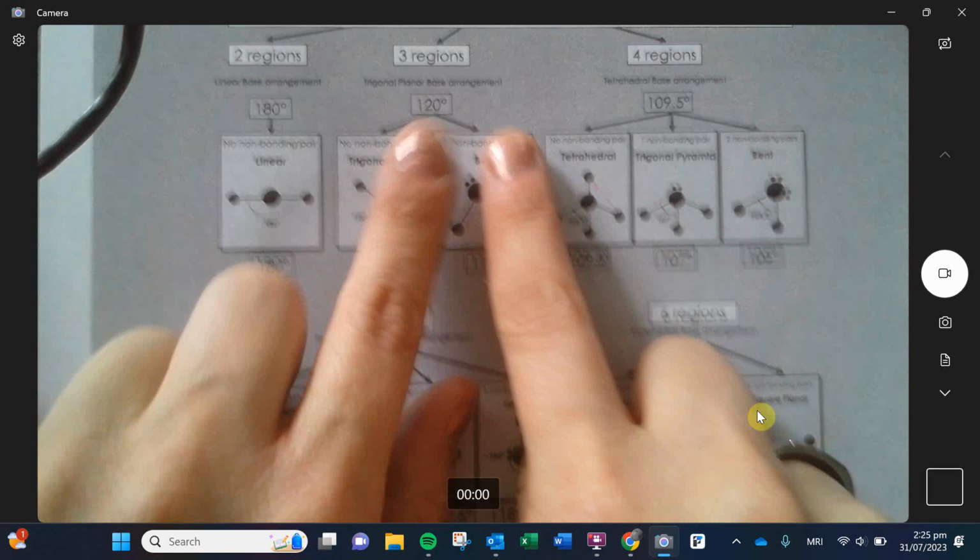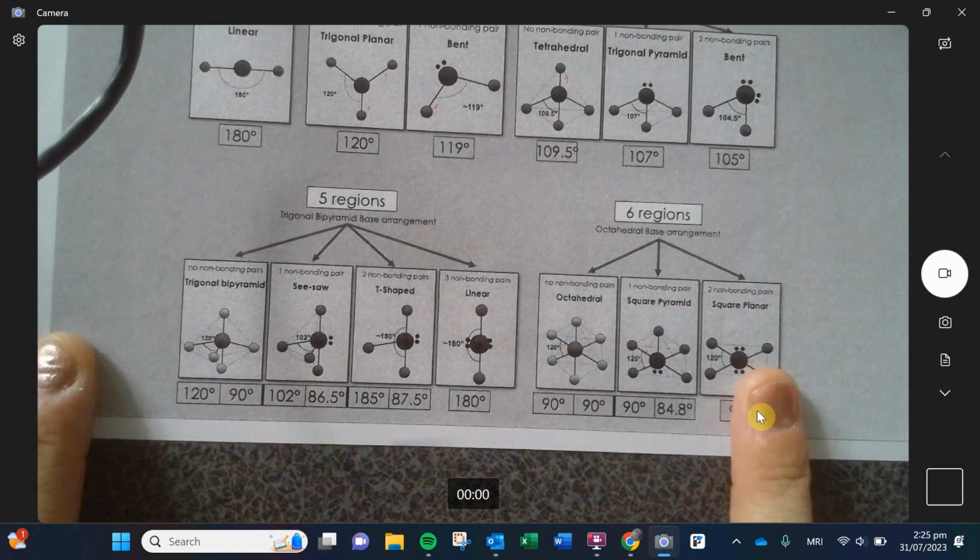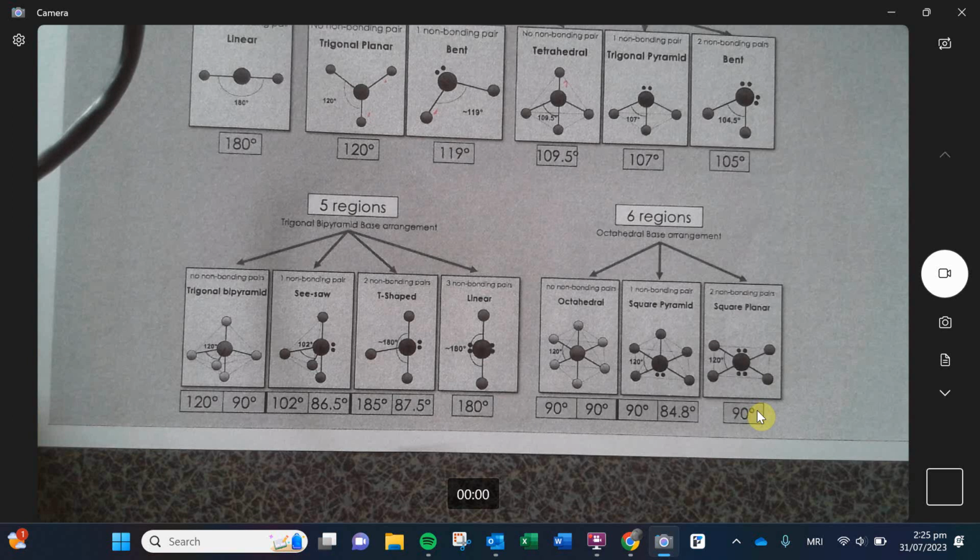So, unlikely they're going to ask these ones. Very likely they're going to ask these ones. This is like what we were talking about with the extended octet. Now we can go past 8 electrons. And because we're going past those 8 electrons, we now have to think about some new shapes.